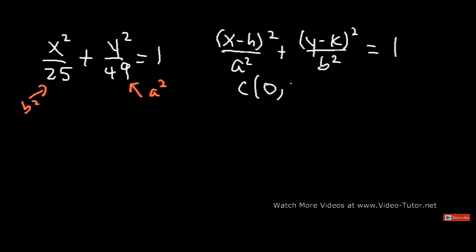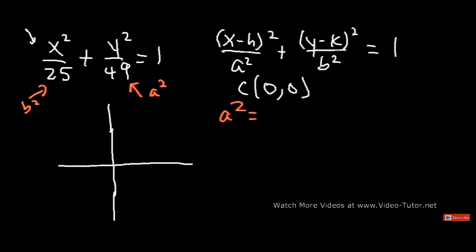Now, we need to realize that the center is 0, 0. Because it's just x squared and y squared, if it's not like x minus 2 or y plus 3, then the center is 0, 0. So it's based on the origin. Now, since a squared equals 49, a equals 7, and 7 is under y squared. So from the origin, we need to go 7 units up and 7 units down.